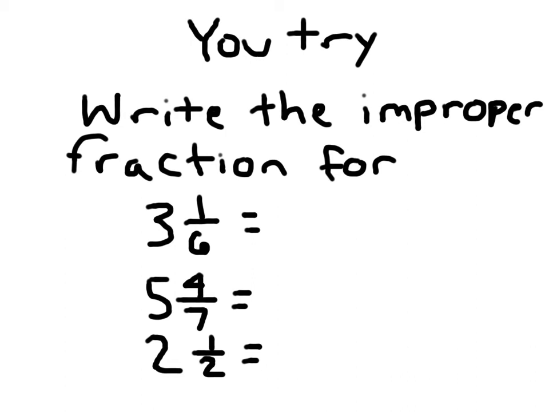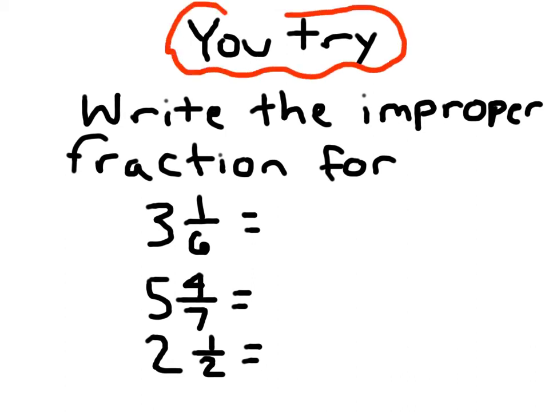All right, it's time for you to try. The instructions are write the improper fraction for each of these mixed numbers. Read them with me. 3 1/6, 5 4/7, 2 1/2. Go ahead and hit pause and write those improper fractions. Remember, the denominator is going to stay the same.